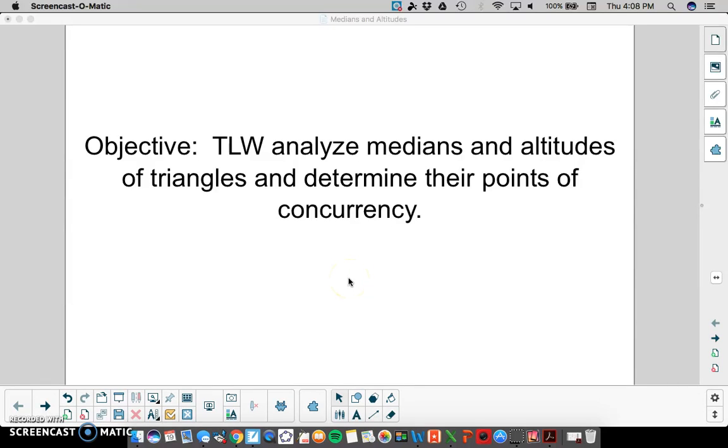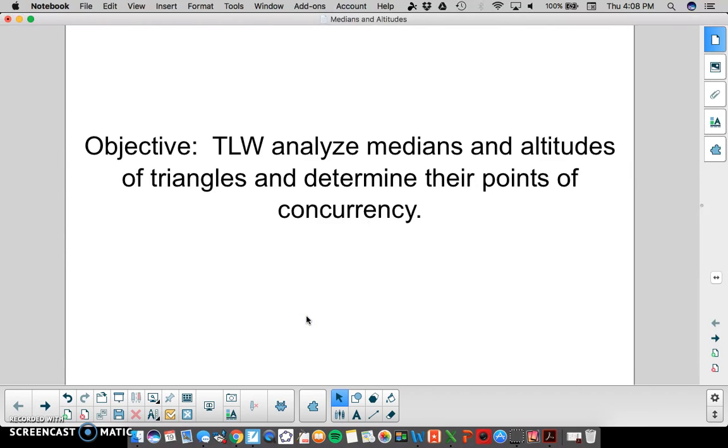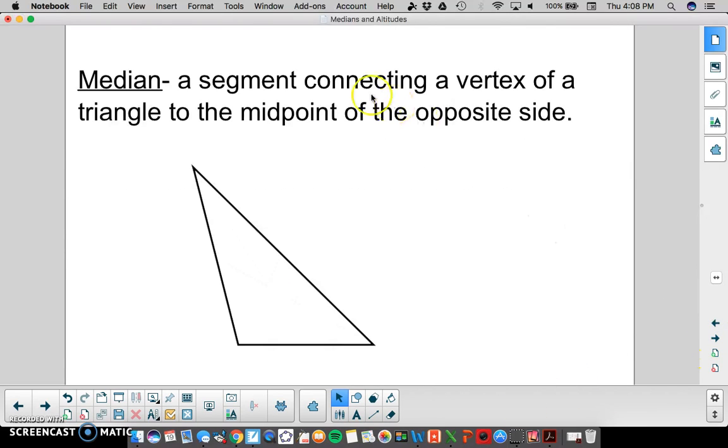In this video, we're going to analyze medians and altitudes of triangles and determine their points of concurrency. First, remember what a median is. It's a segment connecting a vertex of a triangle to the midpoint of the opposite side.